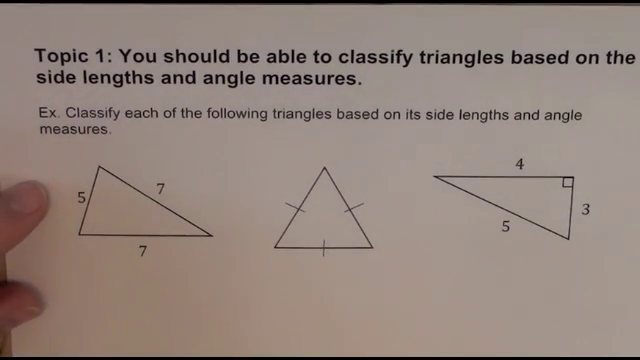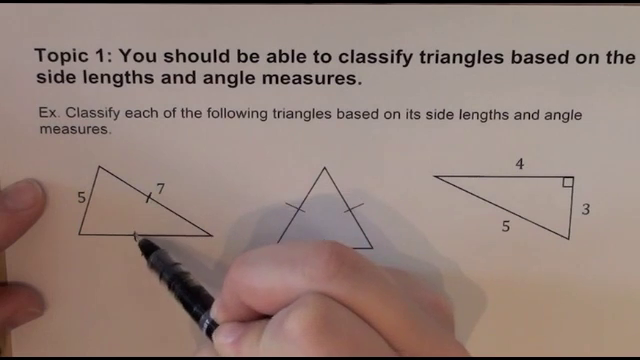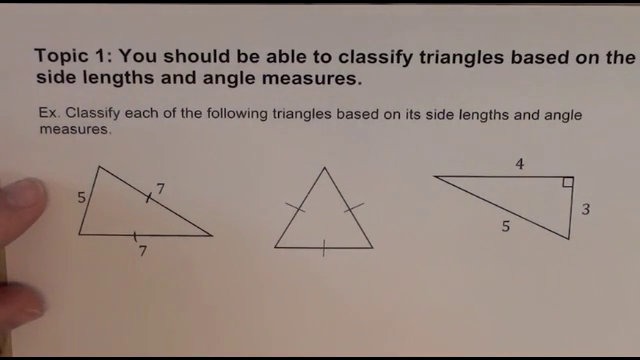So let's look at the first triangle. The side lengths are 5, 7, and 7, so immediately I can see and mark on the picture that we have two congruent sides. Two congruent sides means it's called isosceles based off of the sides.